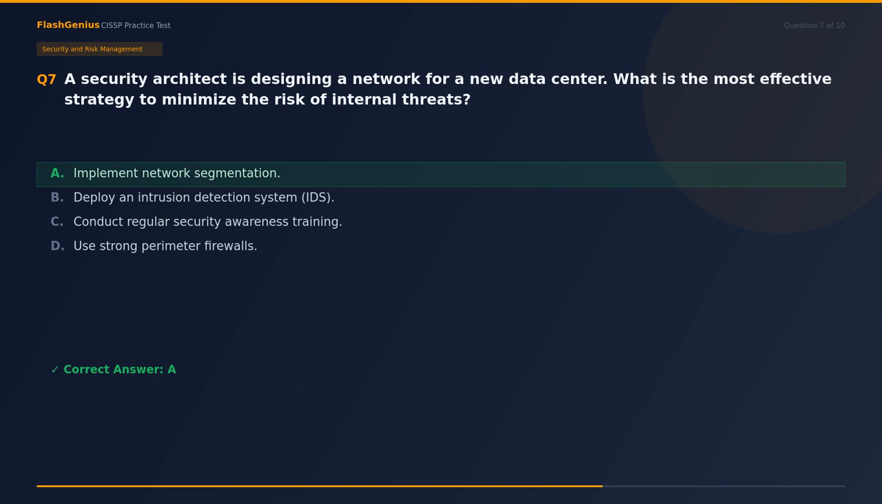The correct answer is A, implement network segmentation. Here's why. Correct. Network segmentation limits the spread of threats by isolating different parts of the network. Network segmentation directly addresses internal threat containment. IDS is more effective for detecting external threats. Training is important, but does not directly minimize the risk of internal threats. Perimeter firewalls focus on external threats and do not address internal segmentation.